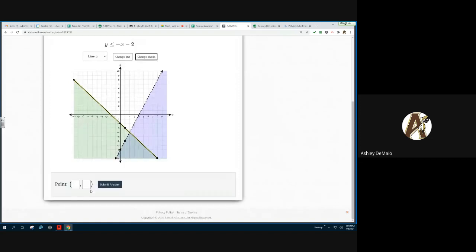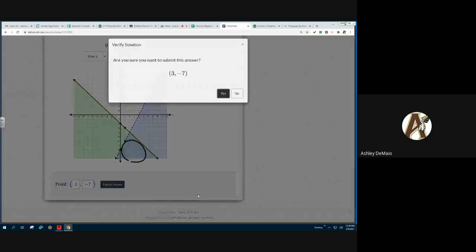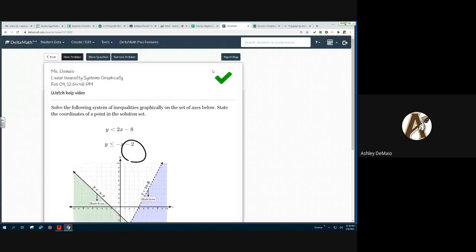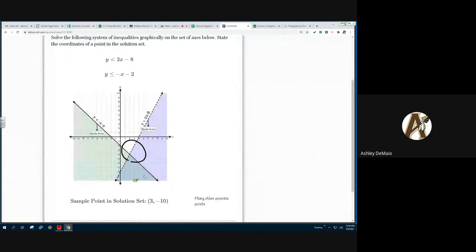Okay, and now we need to enter a point that is a solution to our system. So remember, if we have a dotted line, the point is not included in there. So we need to look in here and choose a point in that shaded region that will be a solution to our system. So you could choose any point in that shaded region. I'm going to choose 3, -7. You would enter it here, like that. Submit your answer, and there we go. We found a point that is a solution to our system.